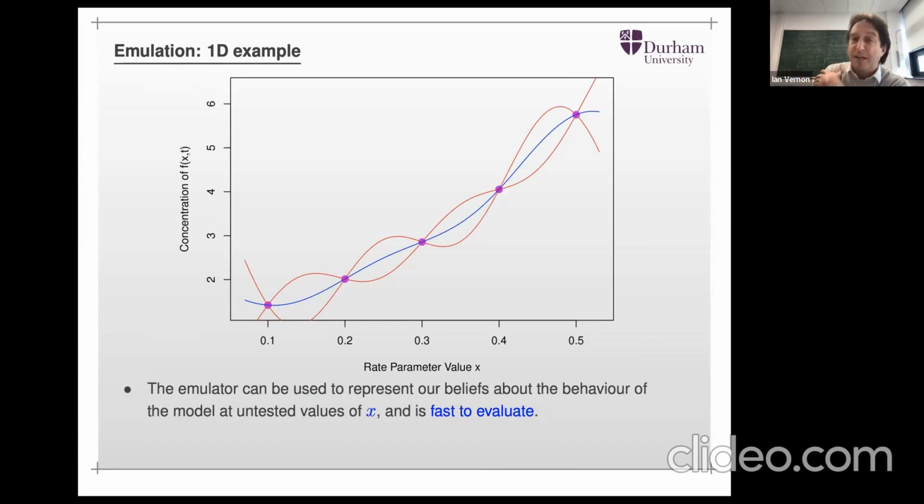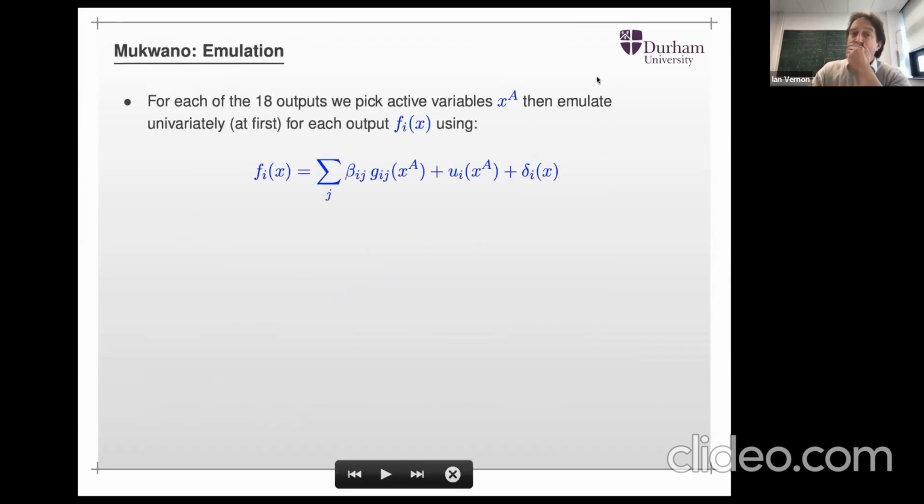So here's just a couple more details about emulators. For each of the 18 outputs of interest, we pick active variables xa, a subset of our 22 inputs, which we think are most important for each of the outputs in question. So for output 1, we'd maybe pick the first 5 inputs or the first 10 or something. And for output 2, we'd pick a different set. And then we emulate univariately at first for each output fi of x using the following. I've labeled each output, this little i goes from 1 to 18. It labels which one we're talking about. And we use this structure here.